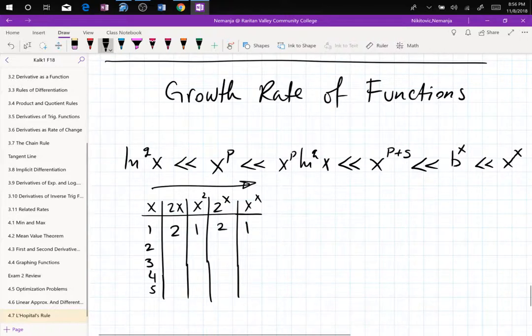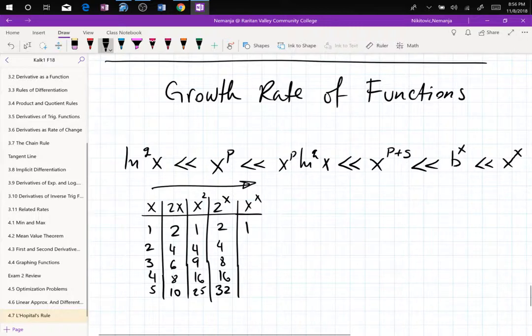Actually, let me go one by one. When you have 2x, the growth goes 2, 4, 6, 8, 10. For x squared, you have 1, 4, 9, then 16, 25. So clearly x squared grows much faster than 2x. Now 2 to the x gets you 2, 4, 8, still losing, right? But now 16, and then 32.